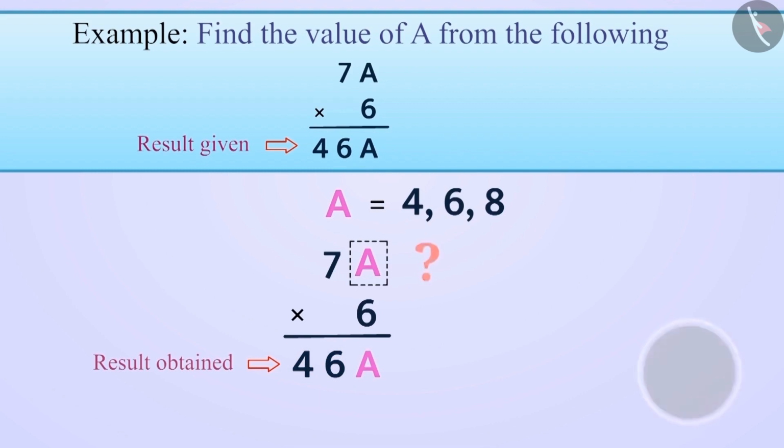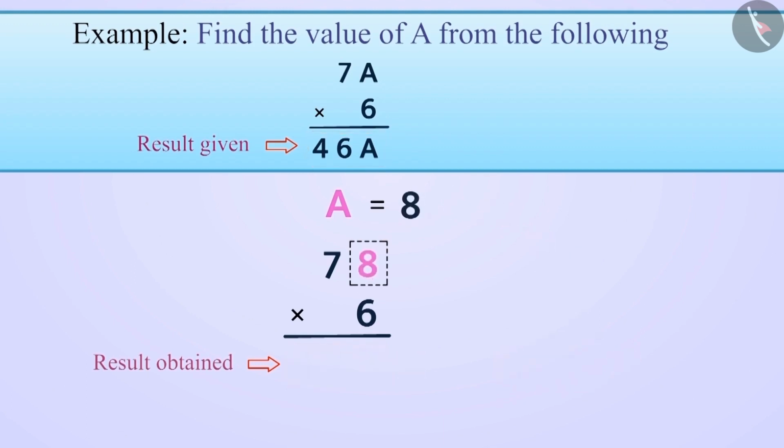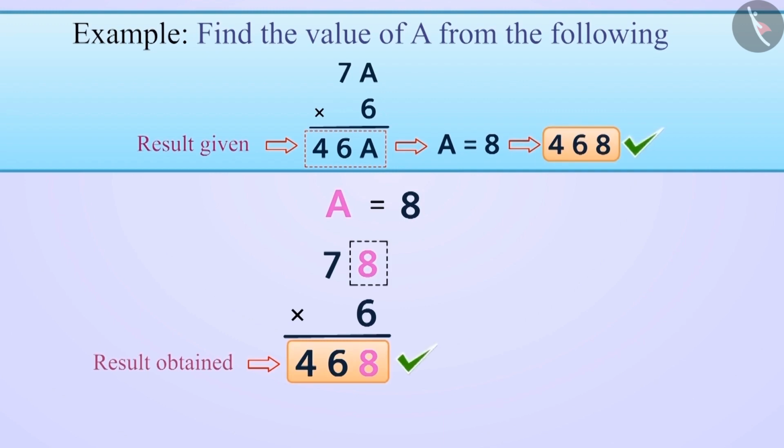You must have found that after substituting the value of a as 4 or 6, the results obtained in both the cases do not match the given result. But when we substitute the value of a as 8, then 78 into 6 is equal to 468. Similarly, if we substitute 8 in the place of a in the result, then we get 468 again. Here, in both the cases, the result is the same. So we can say that the value of a will be 8.